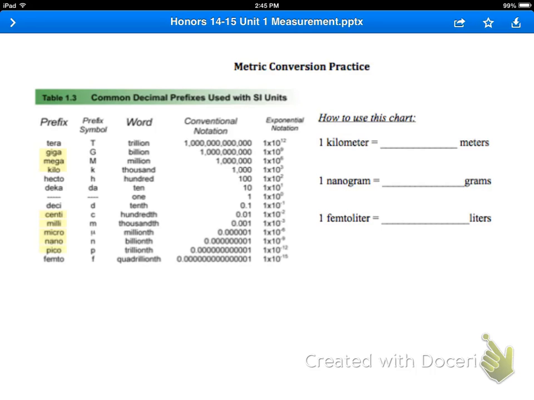Okay, if we're converting between metrics, we're going to use this chart here, and I'm going to show you how to use it. You're probably familiar with a lot of these prefixes, kilo and giga, milli, micro. You don't have to memorize them. You're not going to use that King Henry rhyme. You're just going to learn how to use this chart.